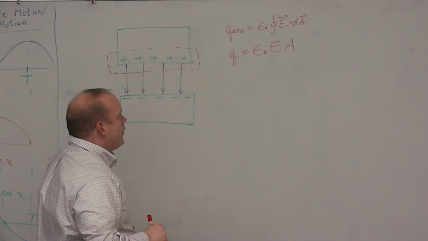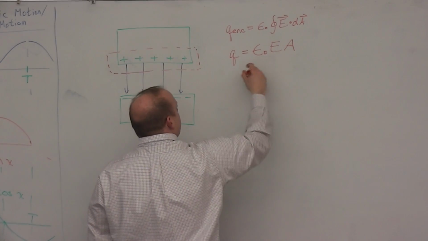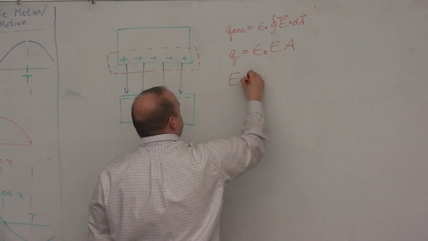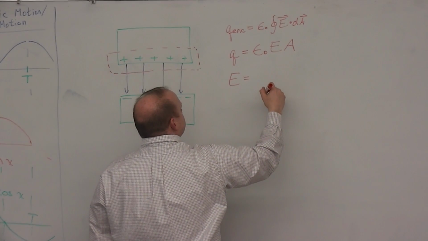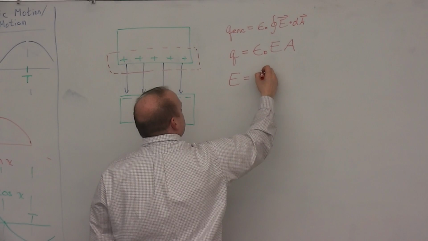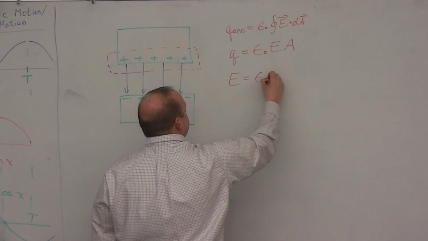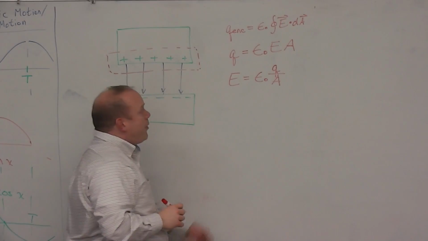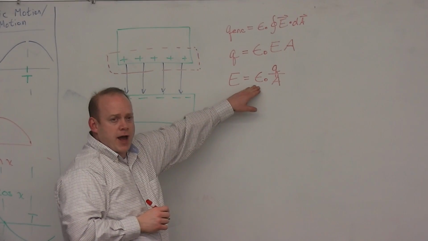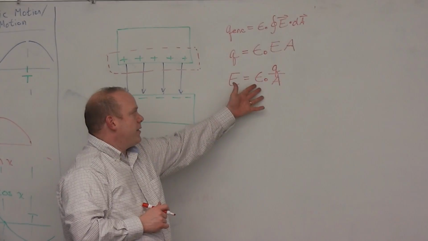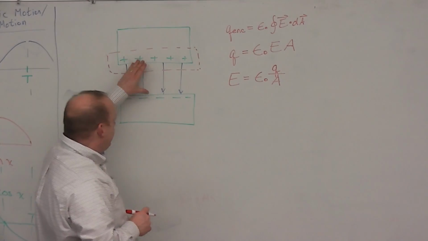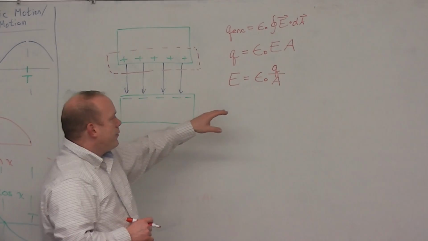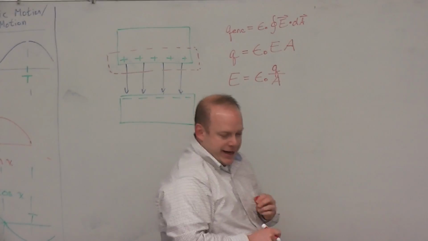So now the electric field, and this will be important as well, is equal to Q over epsilon naught A. Part of the reason why we use epsilon naught instead of K is because when you're dealing with parallel plates, which is a very common arrangement, epsilon naught comes in very handy.